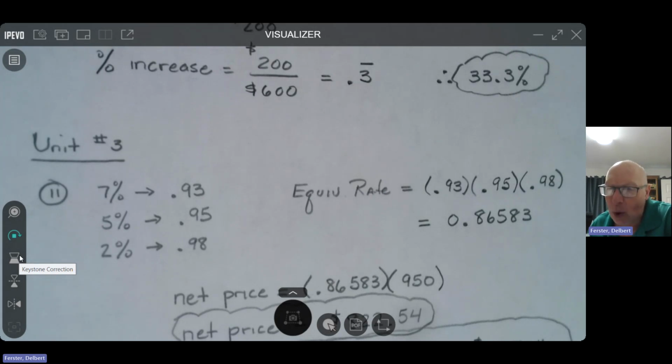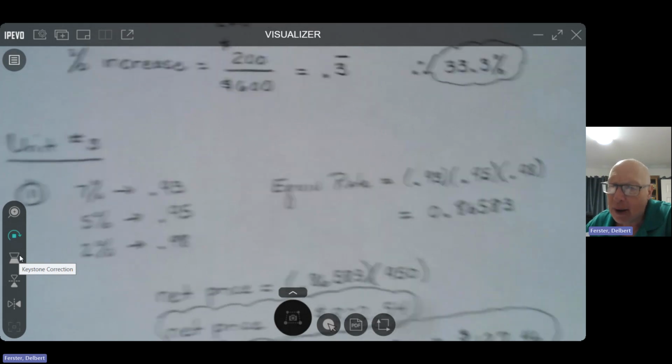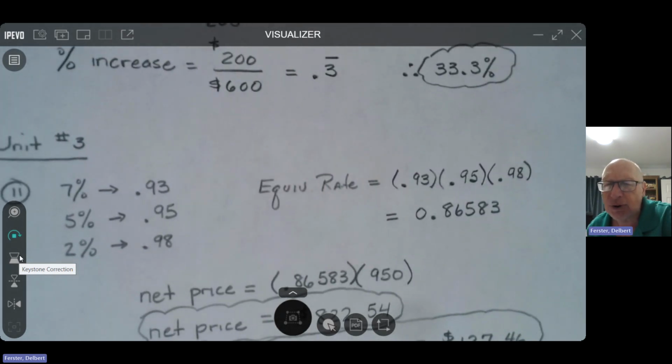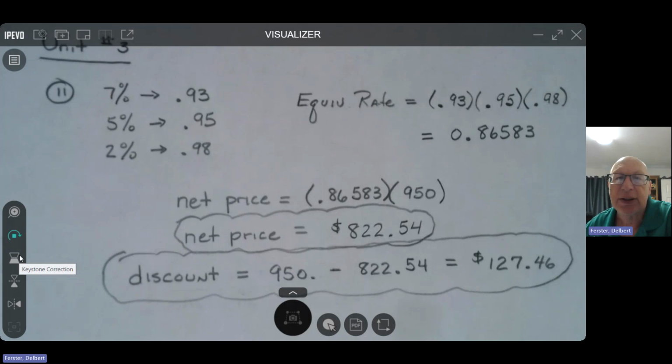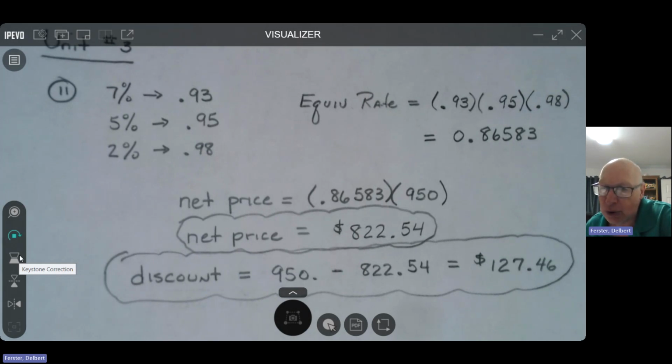To get one equivalent rate, then, you simply multiply those decimal bases. Be careful. Even though you got a pretty monstrous looking decimal there, 0.86583, please do not round that. Whatever your screen display says, you're going to keep and use. So now we're going to find out what the net price is as a result of that chain discount. That's the next step you see in your solution.